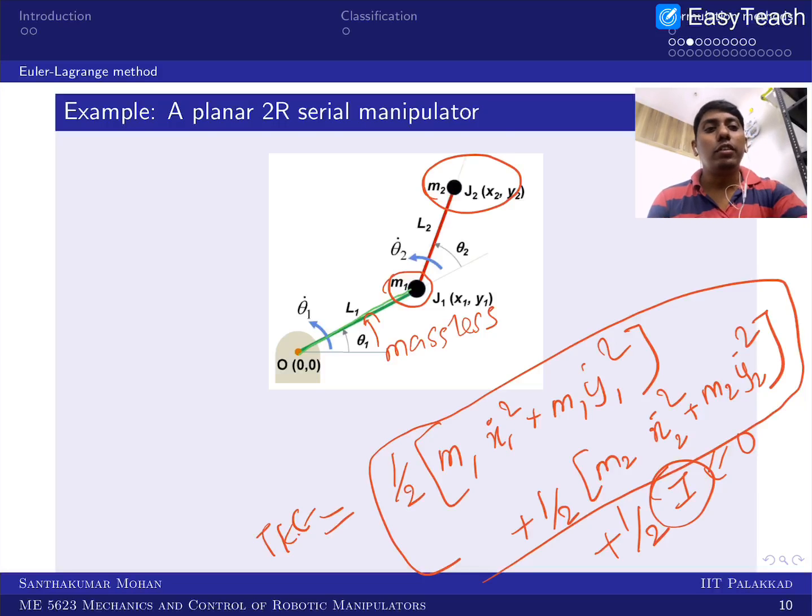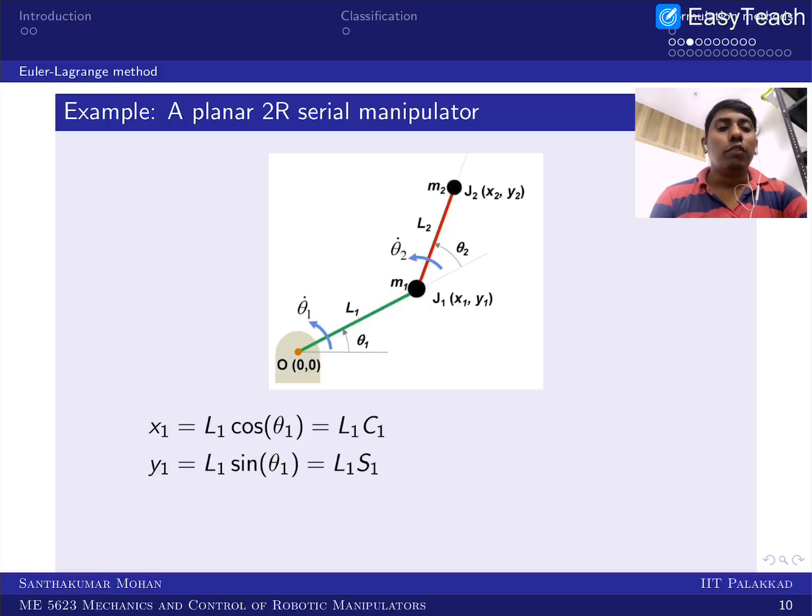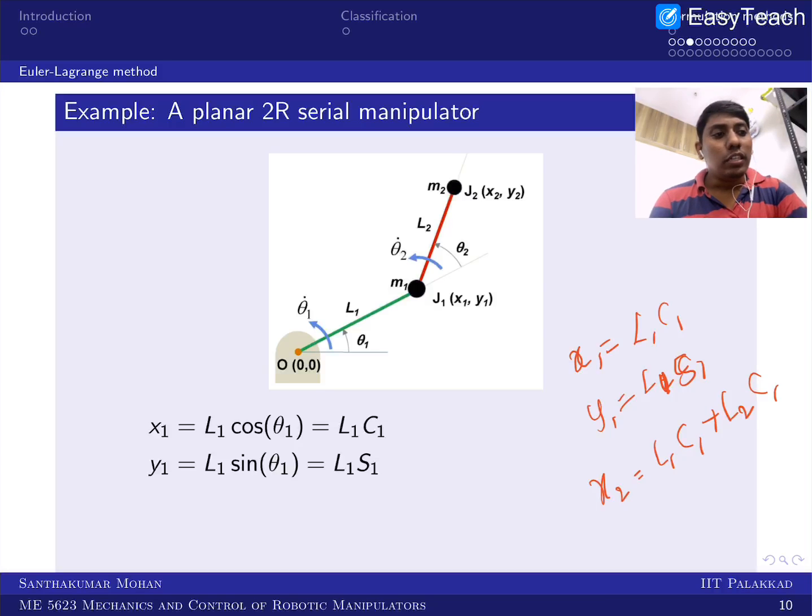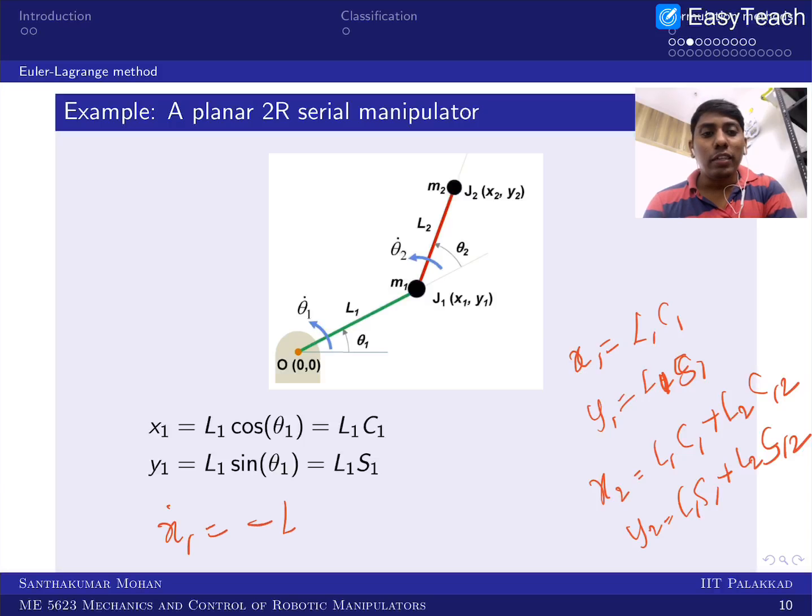And similarly the potential energy is m1 g y1 plus m2 g y2, right? This is what we are writing. For that, we write x1 as L1 C1 and y1 as L1 S1, and x2 as L1 C1 plus L2 C12, and y2 as L1 S1 plus L2 S12. If I take the time derivative, x1 dot would be minus L1 S1 theta 1 dot, and y1 dot would be plus L1 C1 theta 1 dot, because we are taking the time derivative, right?